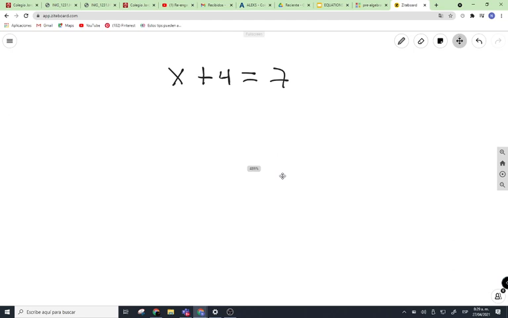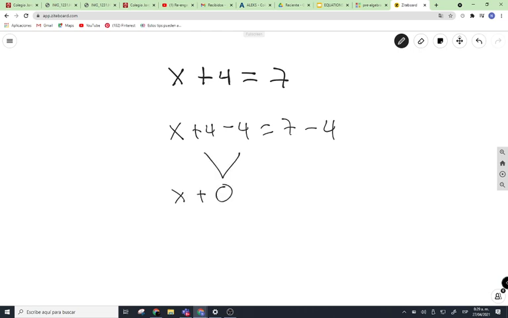Now let's do it with this one. We have a plus 4, so we have to subtract 4 in order to get rid of that. X plus 4 minus 4, okay? But since we subtracted 4 here, we also have to do it on the other side. So look what happens here. Plus 4 minus 4 is 0. X plus 0 is just x. These two cancel each other and you just get the x alone, okay? And 7 minus 4 is 3.